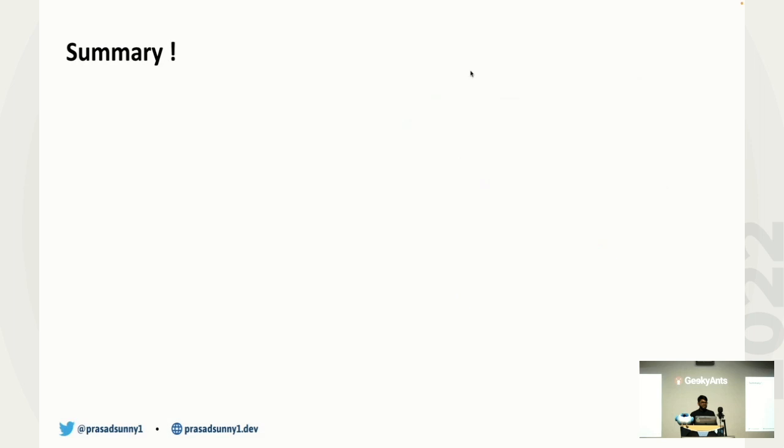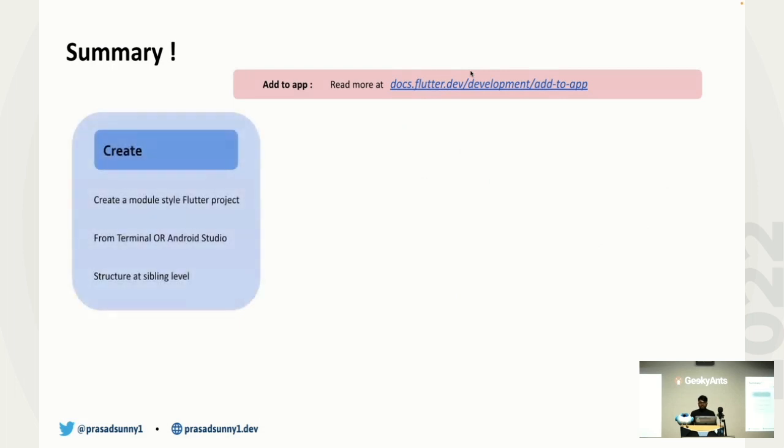So this was the short process of how you do it. And okay, let me summarize. All the references are available on this website, development/add-to-app on docs. The first step was creation. You can create a Flutter module using Terminal or Android Studio. Just make sure that your project is at sibling level.